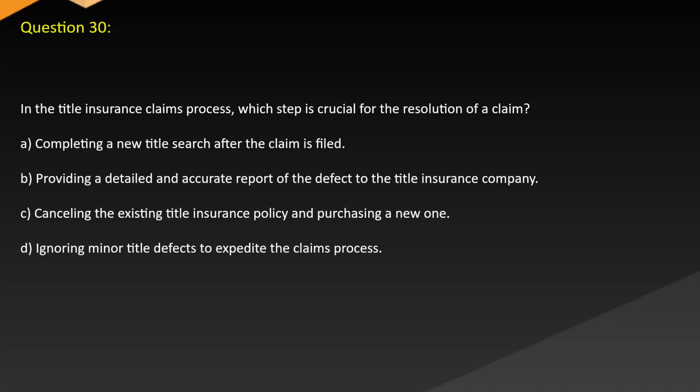Question 30. In the title insurance claims process, which step is crucial for the resolution of a claim? A. Completing a new title search after a claim is filed. B. Providing a detailed and accurate report of the defect to the title insurance company. C. Canceling the existing title insurance policy and purchasing a new one. D. Ignoring minor title defects to expedite the claims process.